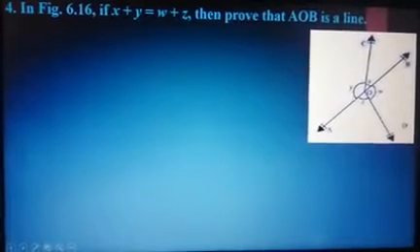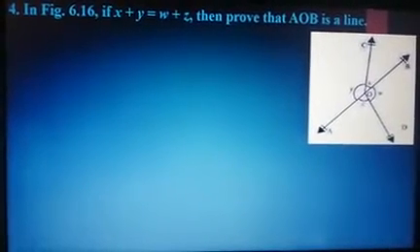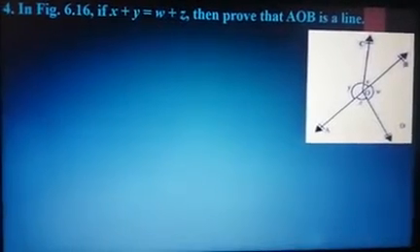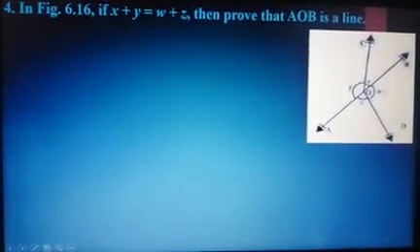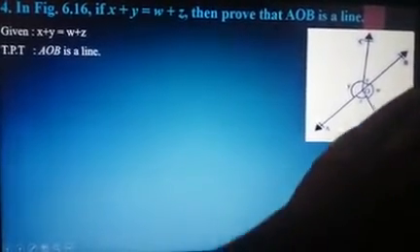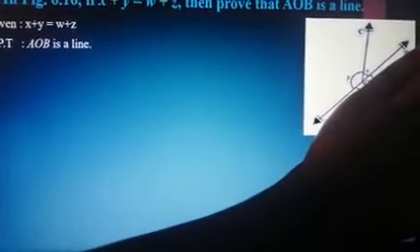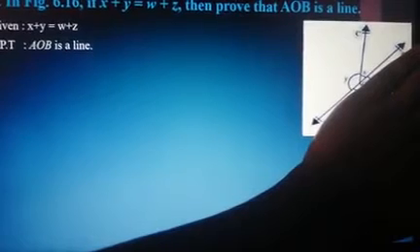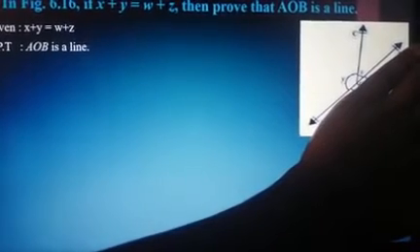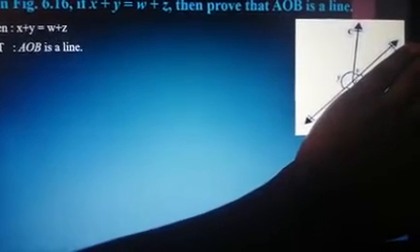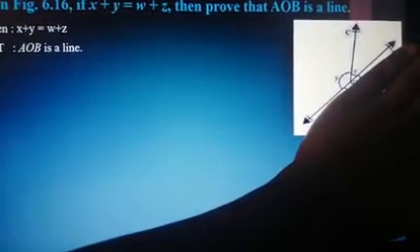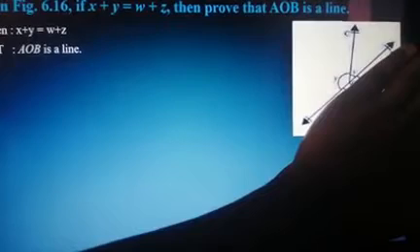I'll just explain it now without writing anything. Try to understand. First step: I'm going to close this entire part. When you close it, I get AOB as a line and then OC as a ray standing on that line. If that is the case, according to the theorem, can I say that x plus y is equal to 180 degrees? Yes.